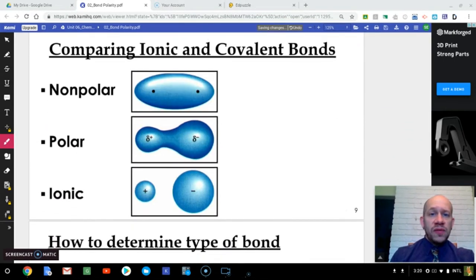Comparing ionic and covalent bonds, a nonpolar covalent bond has sharing. This blue circle represents the electron cloud. A polar covalent bond has one side partially negative and the other side partially positive. And ionic bonds have no sharing of electrons. That involves the transfer. Therefore, we have charged particles, a positive particle and a negative particle.